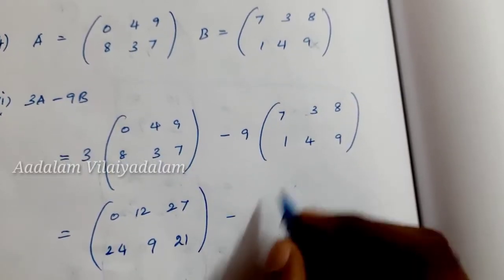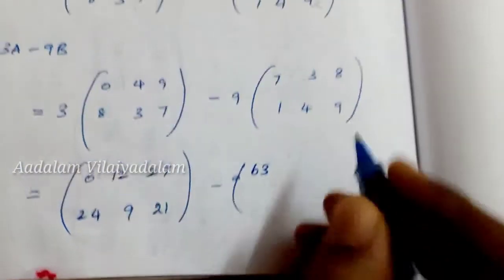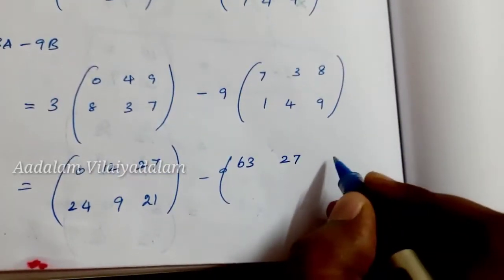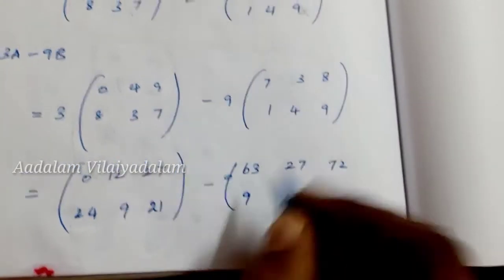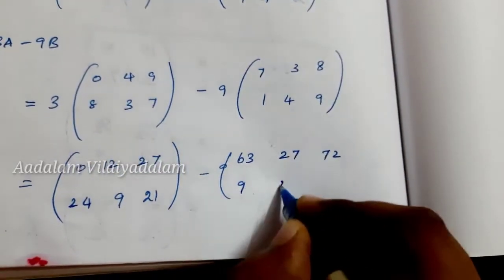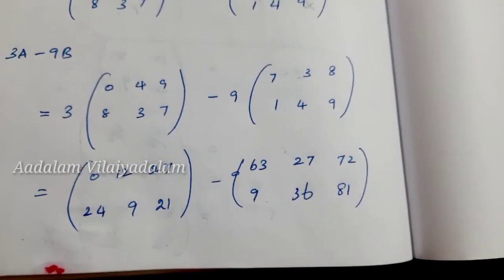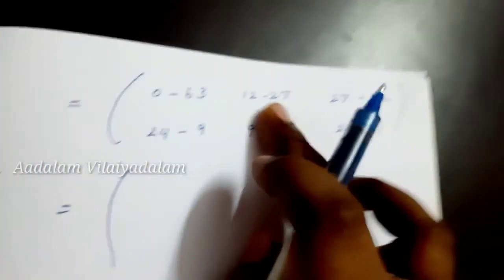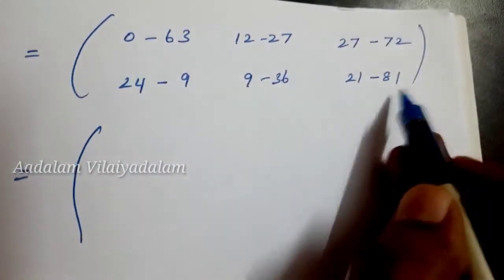Same way if we multiply this, we get 9 7s are 63, 9 3s are 27, 9 8s are 72 and 9 1s are 9, 9 4s are 36, 9 9s are 81 we get. So subtraction of these two matrices we get, 0 minus 63, 12 minus 27, 27 minus 72, 24 minus 9, 9 minus 36, 21 minus 81.